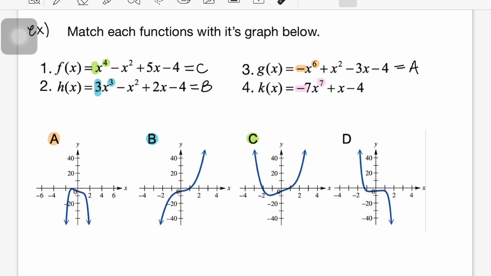And we see that D does in fact represent this here. We can see from this graph that as x goes to positive infinity, so increases in this direction, our output values go to negative infinity, and as x goes to negative infinity, our output values go to positive infinity. So this one is graph D. All right, so that'll be it for this video.